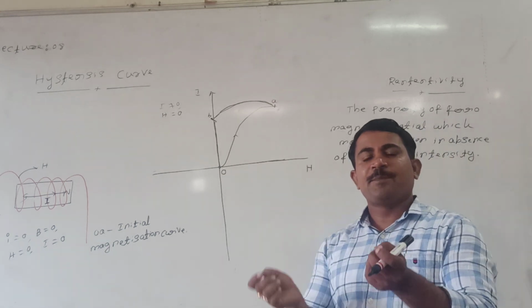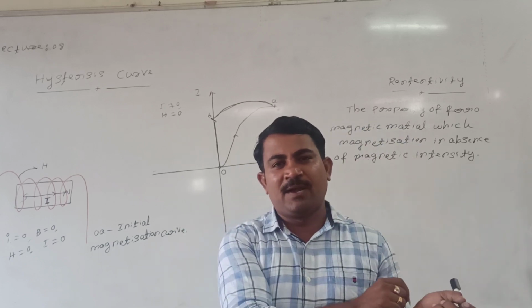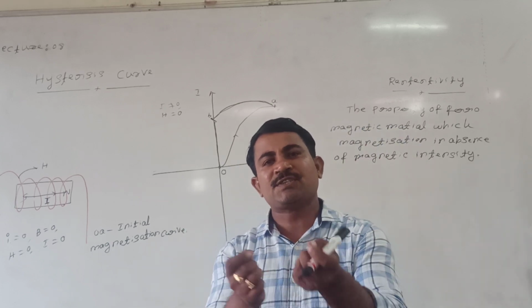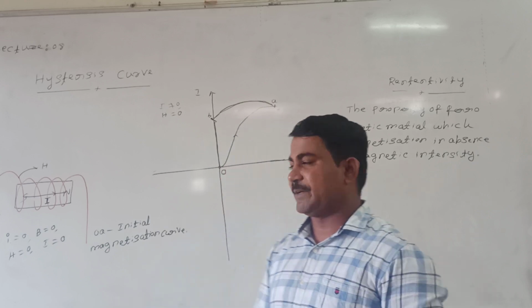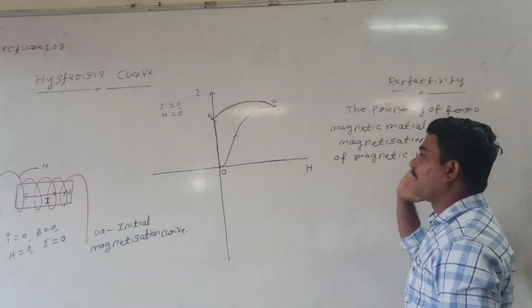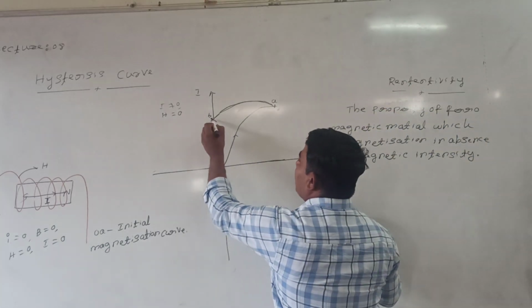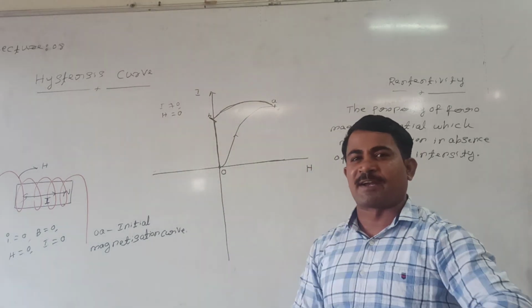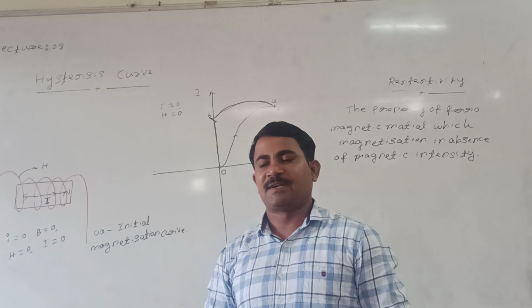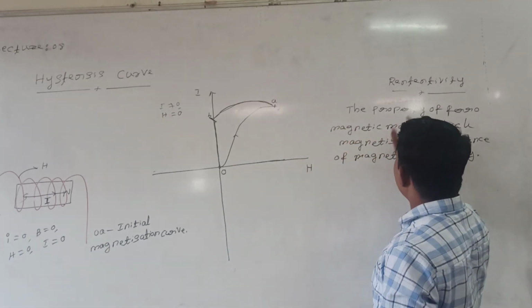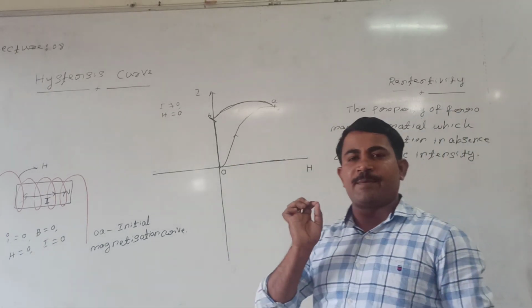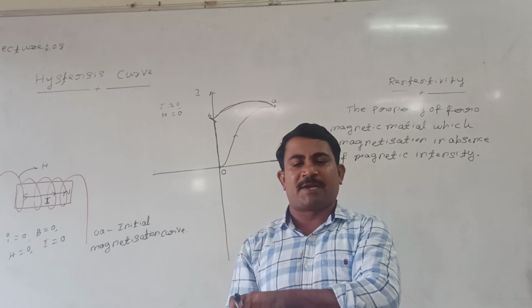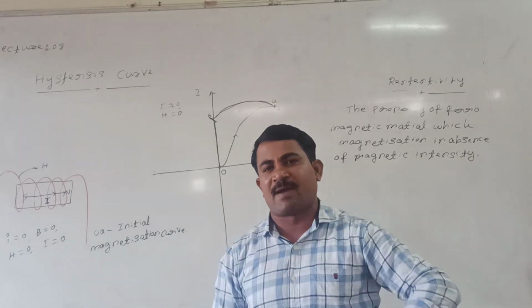Retentivity means that if you remove the external magnetic field, that material still shows magnetic field lines in it. I mean, at the point B, the material behaves as a magnet if you remove the external magnetic field. Right? Now I want to remove this property. I want to remove the magnetism of the material even in the absence of external magnetic field.